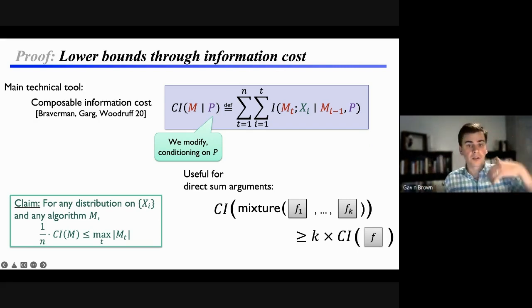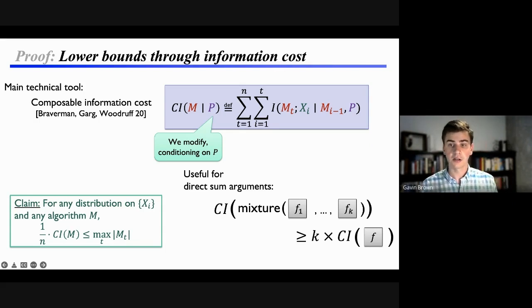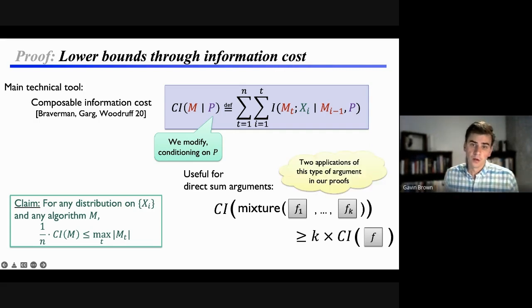And furthermore, it's useful for direct sum arguments. In a direct sum type argument, you want to argue that solving k copies of a single problem simultaneously is at least k times as hard as solving a single version of that same problem. We actually use this type of argument in two different places in our proof. And although I won't have time to illustrate it, I'll mention that this composable information cost is very useful for establishing these types of results in streaming settings.